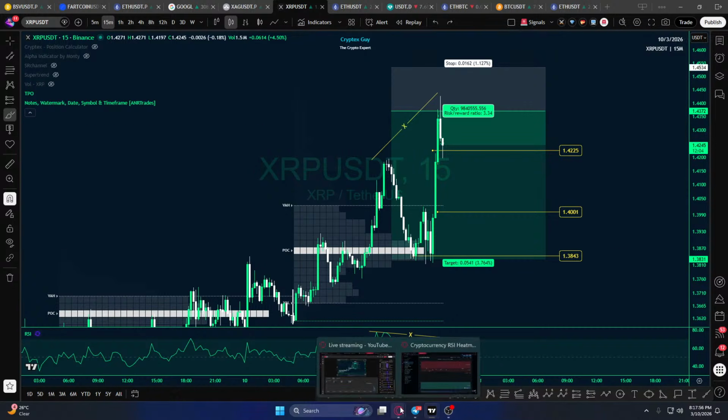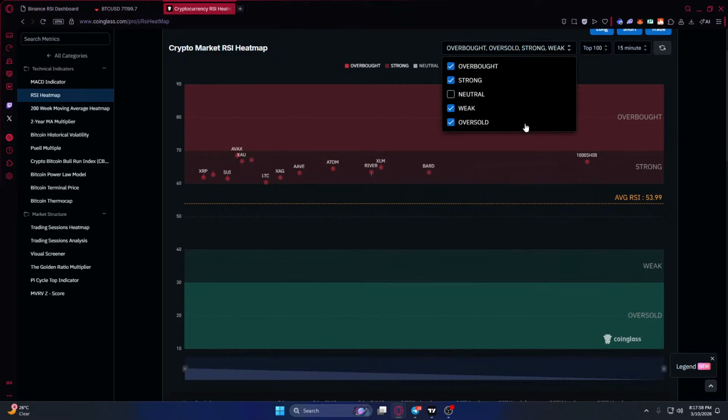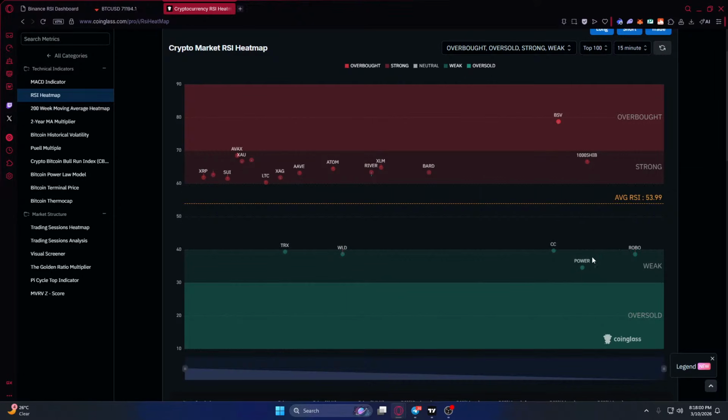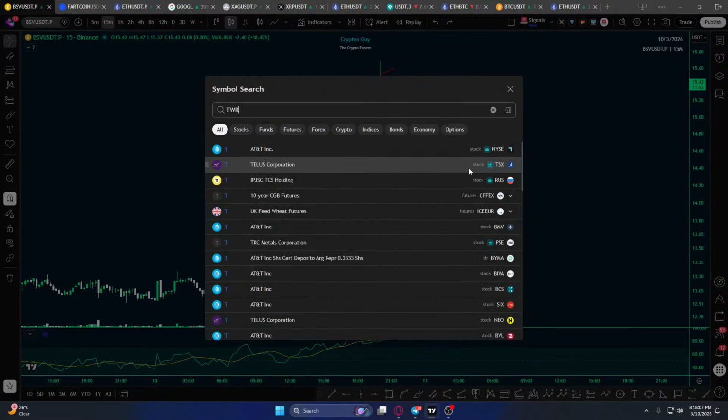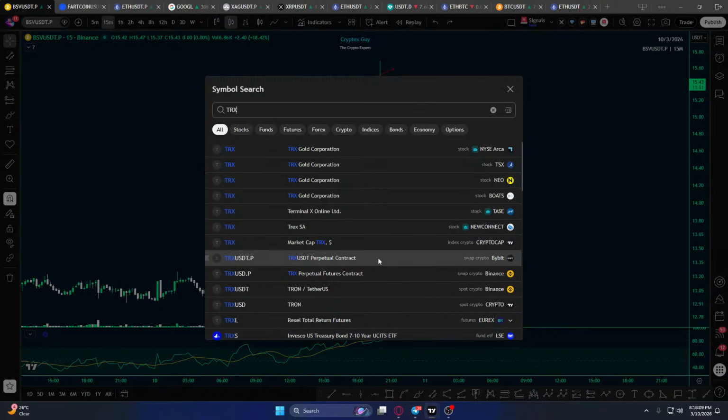Let me just see if we have any coin on the lower side. On the weekly we have Power, Robo, CC, WLD, TRX. Let me just lower TRX. I don't trade coins like Power, Robo. I don't get it. Why do people trade those?